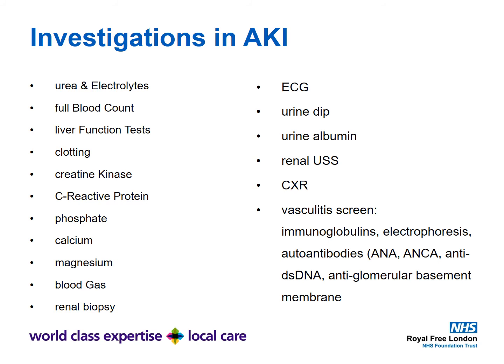If obstruction is suspected, scan within 24 hours, and if pyonephrosis is suspected, you should scan within less than 6 hours. You may also take a biopsy and do a blood gas to look for metabolic acidosis. You may also organise a chest x-ray to look for signs of pulmonary overload and cardiomegaly, an ECG for evidence of hyperkalaemia, CRP for evidence of associated infection, and a vasculitis screen, which would include immunoglobulins, electrophoresis, and autoantibodies, which are ANA, ANCA, anti-double-stranded DNA, and anti-glomerular basement membrane, in those with AKI.